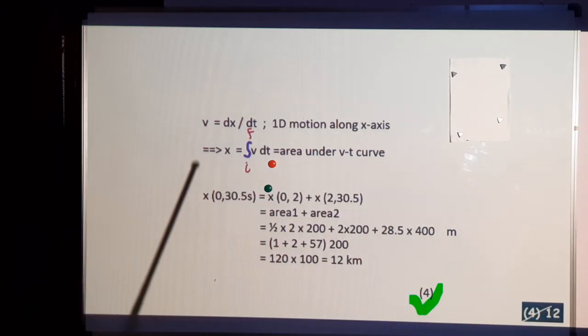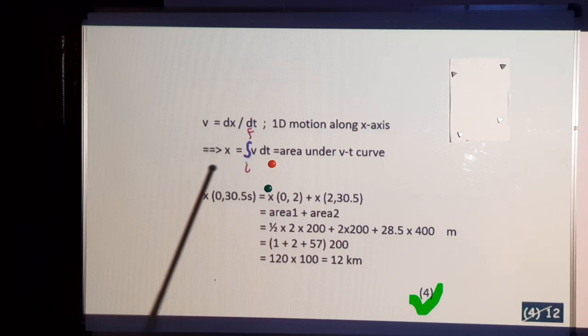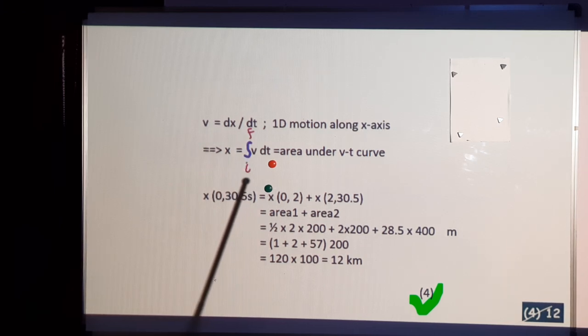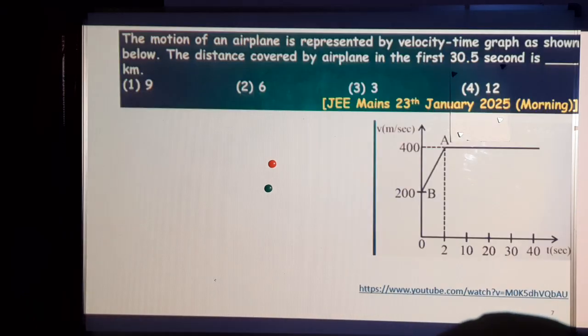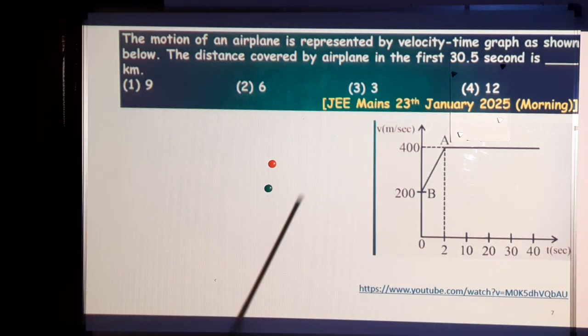This is what is explained here. Velocity is dx by dt. From this, I'll get x as integral v dt between the limits, initial to the final position. The interpretation is area under the vt curve. So from 0 to 30.5 seconds, I can split it into two parts, 0 to 2 and then 2 to 30.5, because from 0 to 2 the graph is different and from 2 to 30.5 the graph is different.